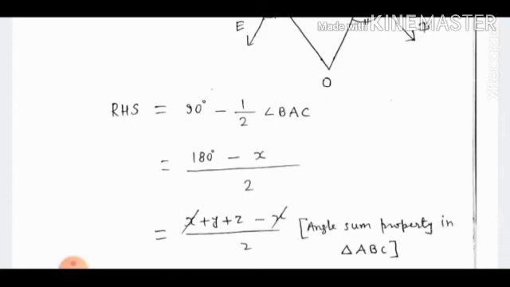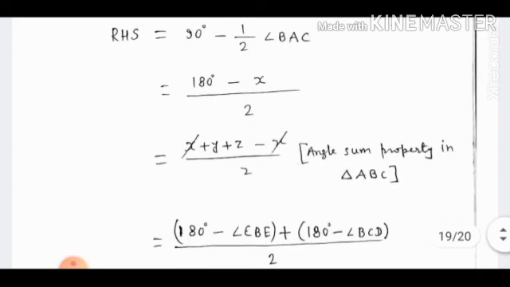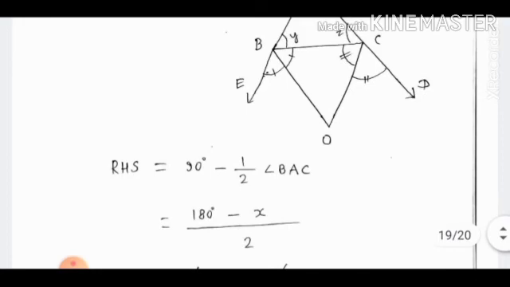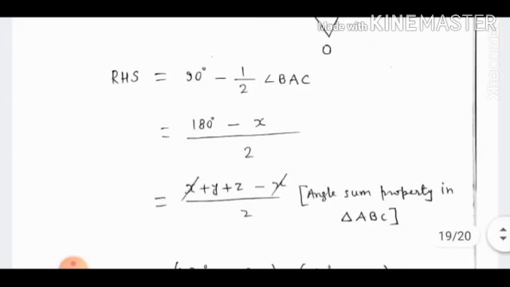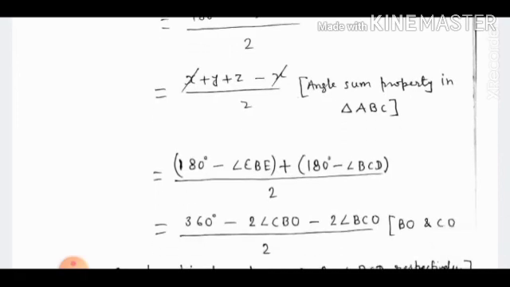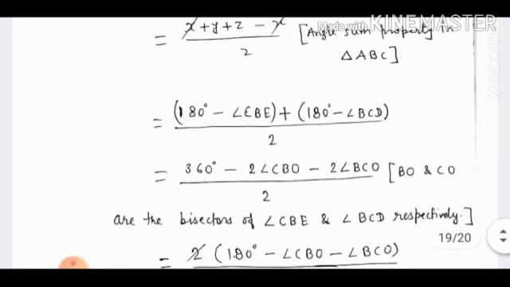Here 180 can be written as X plus Y plus Z because of the angle sum property in triangle ABC. Now X is cancelled, so Y plus Z. You can see the picture, Y is 180 degree minus angle CBE. Likewise Z is 180 degree minus angle DCB. So we write 180 plus 180 is 360, and angle CBE can be written as 2 angle CBO, because BO and CO are the bisectors. Also angle BCD can be written as 2 angle BCO, because BO and CO are the bisectors of angle CBE and angle BCD respectively.